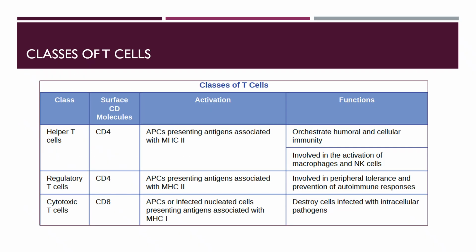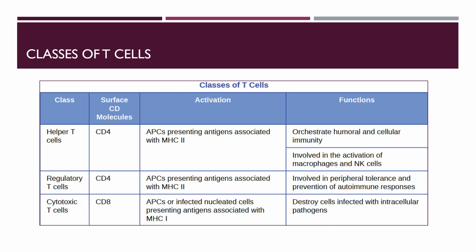So here's a little bit more on the classes of different T cells like I was talking about. You have your helper T cells. Their surface CD molecule is called a CD4. They are activated by presenting antigens associated with MHC2, and their function is to make everything happen. They're the helper. They orchestrate the two different sides of the immune system, the humoral and the cellular immunity, and they are involved in the activation of both macrophages and natural killer cells.